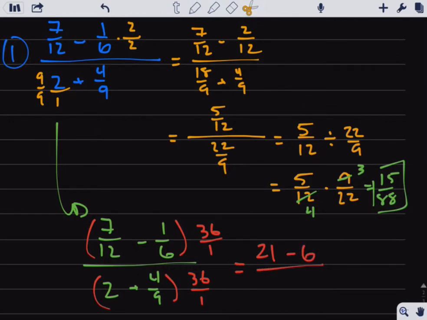Look at this stuff here. That's 36 times 2, that's 72. And here, 36 divided by 9 is 4, and 4 times 4 is 16. So I'll get plus 16, which gives me 15 over 88. Okay, that's another way to do it. I'll work a couple of different examples in the next slide.